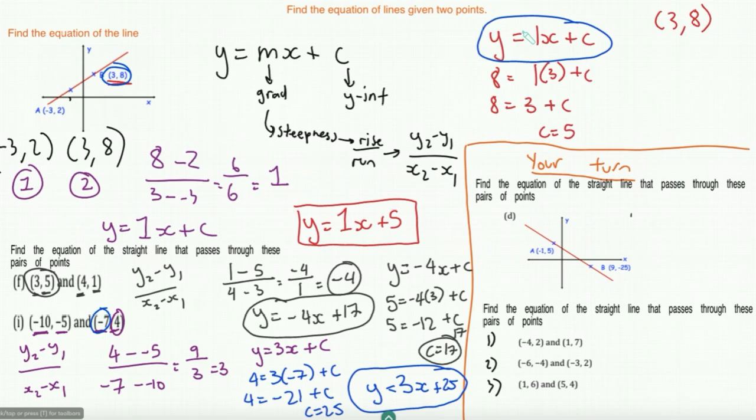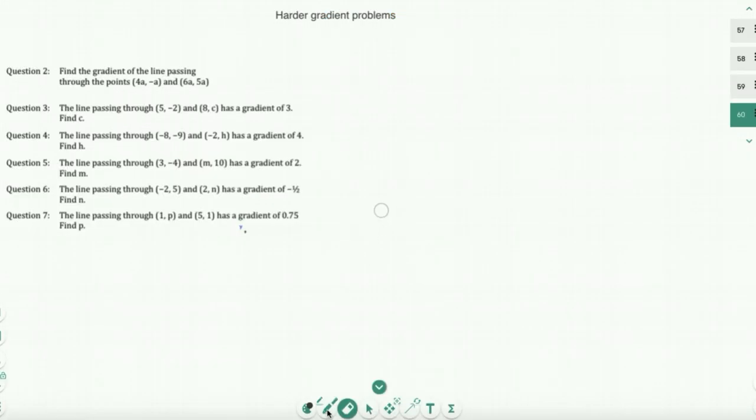Now you can try the your turn section. There are 4 problems there, so give it a shot. Thanks. Next part of gradients, guys. These are some harder gradient problems. Let's give these a read, and I think we'll be all right.